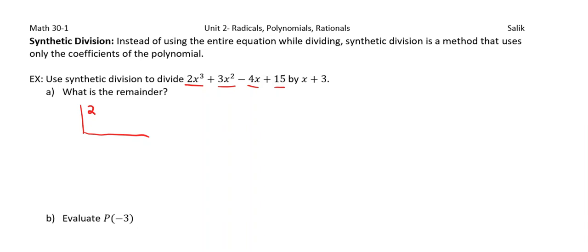So a 2 will go there, and then a 3 would go next. So that's the 2 for the first one, 3 for the next one, -4 for the next one, and then 15 for the last one. Now instead of the thing that we're dividing by being x plus 3, we're going to put in the potential 0 there. So that would be -3. We're going to put that right here.